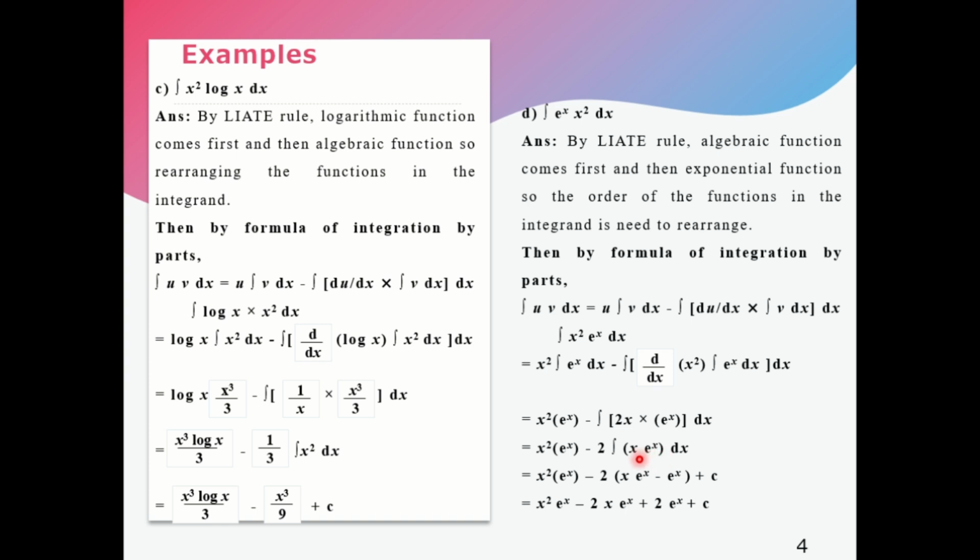x e raised to x dx we have already seen in the previous slide. Accordingly, integration of x e raised to x is x e raised to x minus e raised to x. That is the integration of x e raised to x dx. What will be the answer? x square e raised to x minus 2 times the integration of this, which is x e raised to x minus e raised to x, plus c. x square e raised to x minus 2x e raised to x plus 2 e raised to x plus c. Thank you.